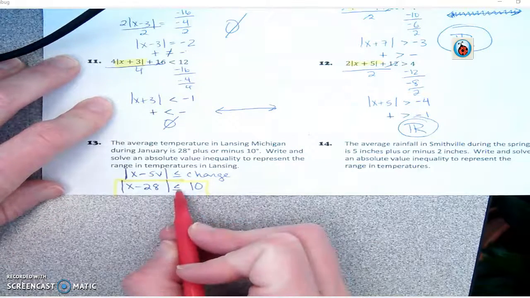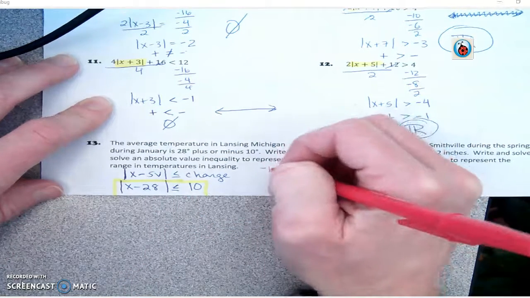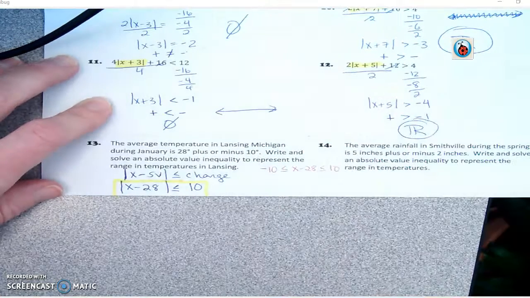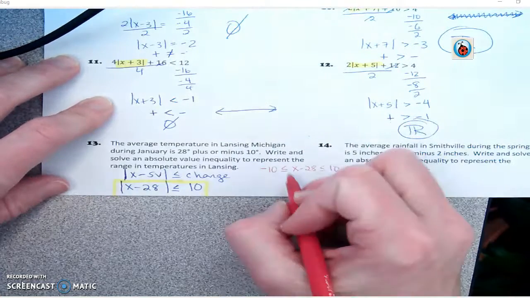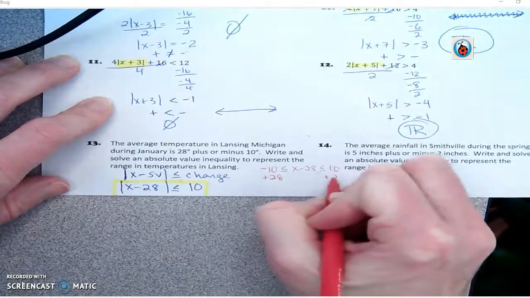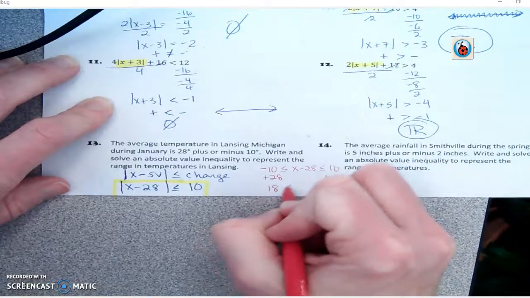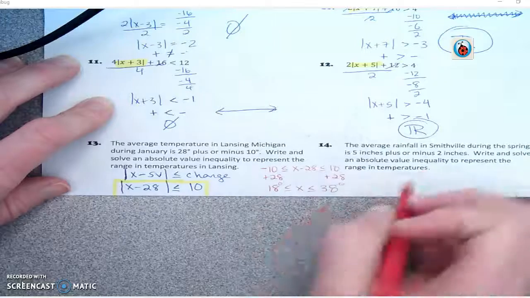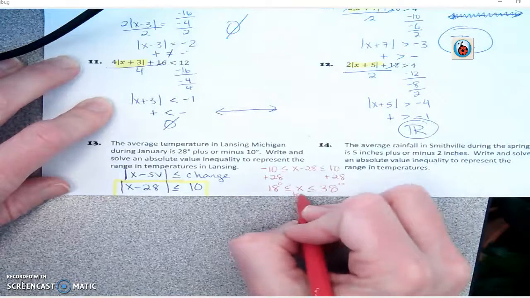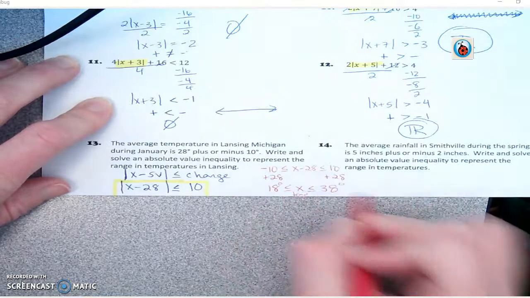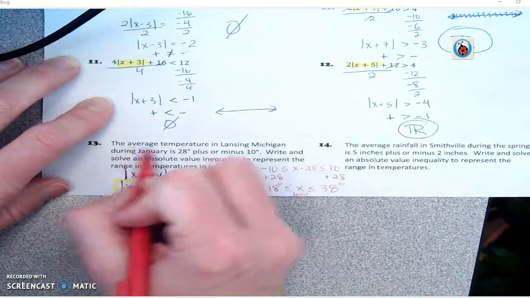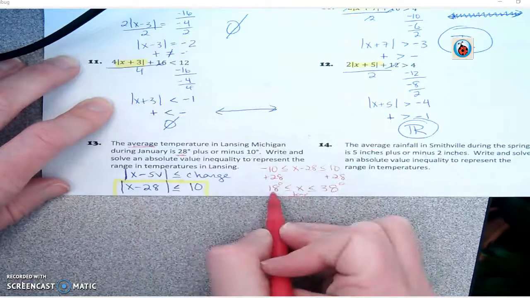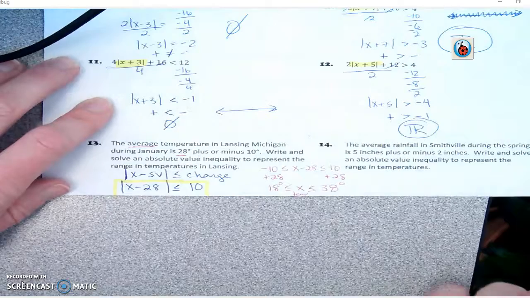So this is a less than. So you would squeeze it in. You would do a +10 and a -10. And then to solve that, you would add 28 to both sides. So that gives you +18 and +38. And remember, it was temperature. So the temperature in Lansing is between 18 degrees and 38 degrees, which makes exactly sense, right? The average is 28 plus or minus 10. So that would be down 10 would be 18, up 10 would be 38.